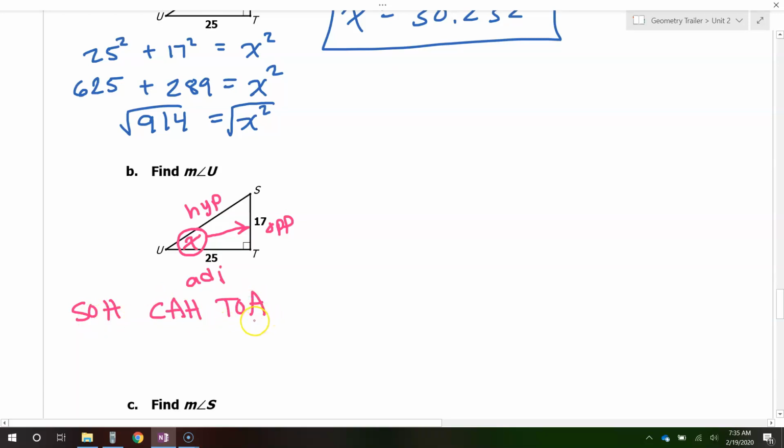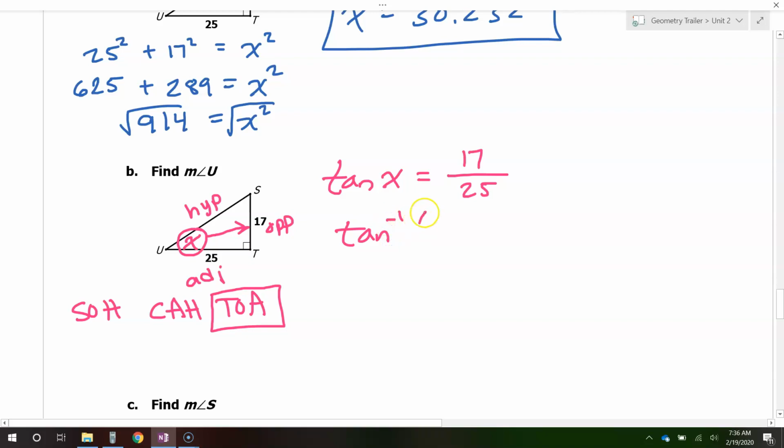But which one are we going to use? Well, the sides are 17 and 25. That's opposite and adjacent. Tangent is opposite over adjacent, so let's use that. So we will have tangent of the angle we circled is equal to opposite over adjacent, so that's 17 over 25. Do we multiply, swap, or inverse? When the variable is inside the trig function, this is when we inverse. So I will do inverse tangent of 17 over 25. And that will give us x.